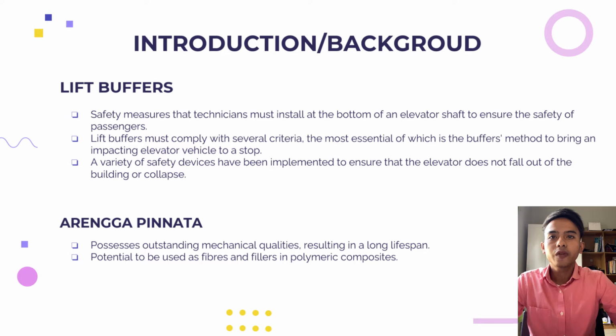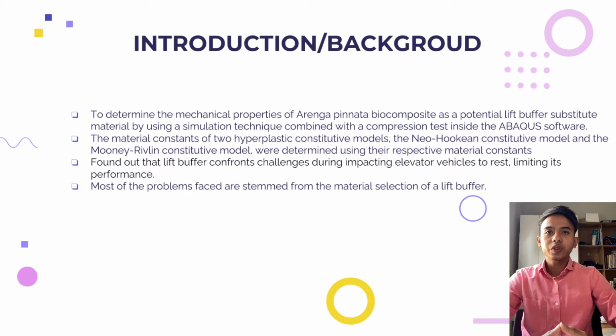The fiber to be reinforced was Arenga pinnata. The sugar palm plant is gaining popularity due to its ability to provide high-quality sap for manufacturing of alcohol fuel. Arenga also possesses outstanding mechanical qualities, resulting in a long lifespan. Sugar palm waste has the potential to be used as fibers and filler in polymeric composites. This research is set to determine the mechanical properties of Arenga pinnata biocomposite as a potential lift buffer substitute material by using a simulation technique combined with a compression test inside the Abaqus software.